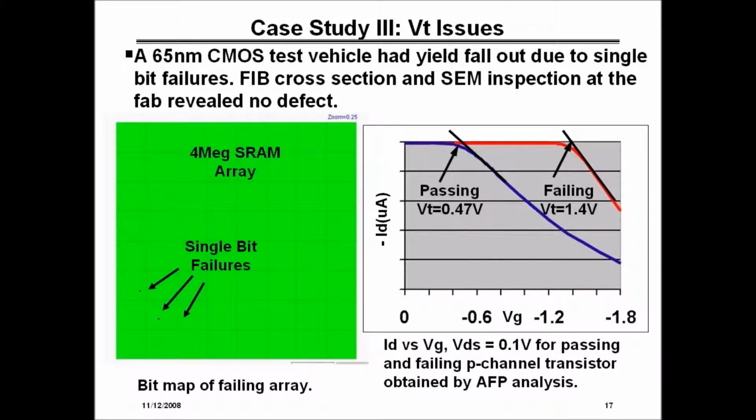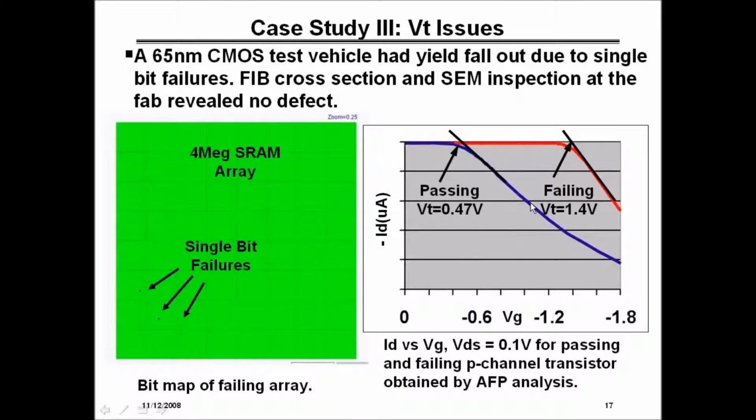Here in this case study, we had a 65 nanometer CMOS test vehicle that had yield fallout due to single bit failures. At the fab, cross-section and SEM inspection revealed no defect. So I was sent multiple samples to look at. Here you can see in the bit mapping on this sample there were 3 individual single bit cell failures.